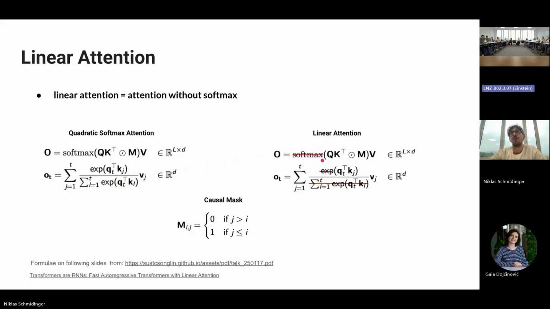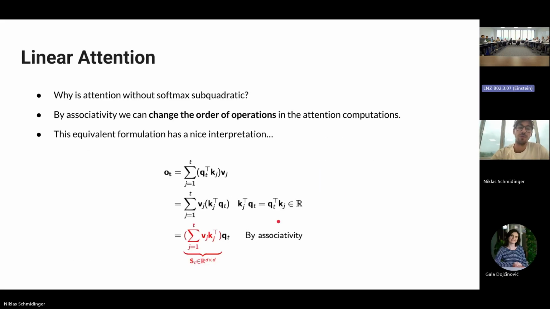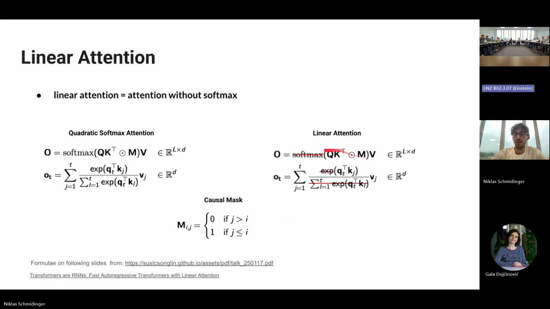Linear attention just throws the softmax away, also the normalizer and the exponential. So this is the softmax here, and then you just have these QK dot products multiplied by V, summed up until position T. And so the question is, why is this thing subquadratic? Because this is still a quadratic implementation. You still have an attention matrix that is T by T, right?